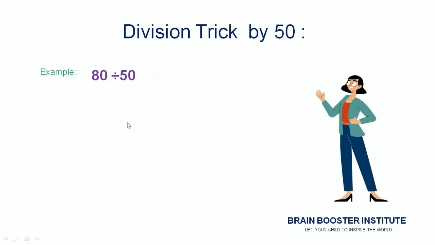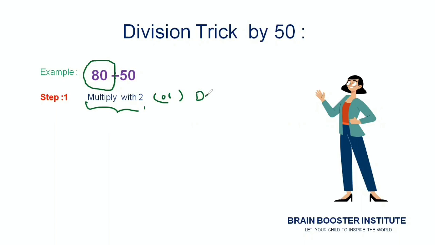I'm going to display on the screen what is the step 1, what is the step 2, however you have experienced in the previous videos. The same here also. So let's go to the step 1. The step 1 is multiply with 2. Means multiply the given number with 2. What is the given number, my dear friends? That is 80. So this 80, we need to multiply with 2. Or else, instead of multiplying with 2, we can say also double the given number.